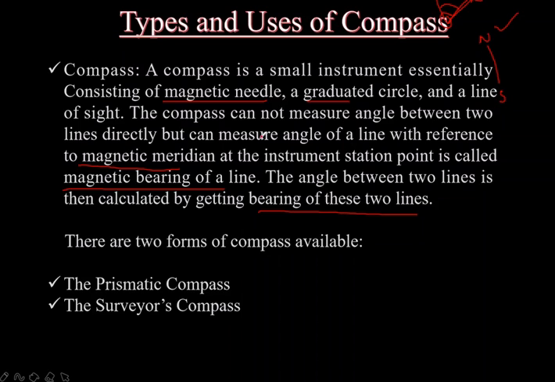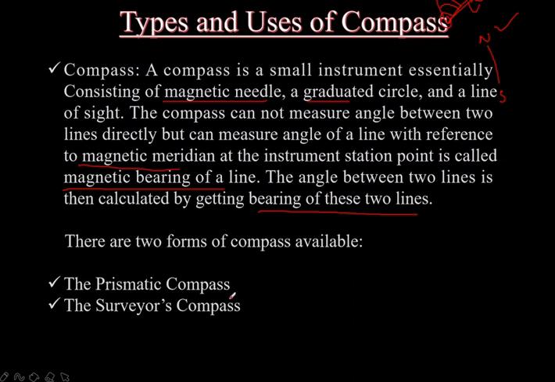So the compass cannot measure the angle between two lines directly, but can measure the angle of a line with reference to the magnetic meridian. The angle between this line and this line is then calculated by getting the bearing of these two lines. Once we get the bearings of the two lines, the angle can be calculated. First we have to know what the bearing is here. Bearing means angle only, with reference to the magnetic meridian. The exact angle between the two lines is calculated afterwards, when we get the individual bearings of the individual stations.